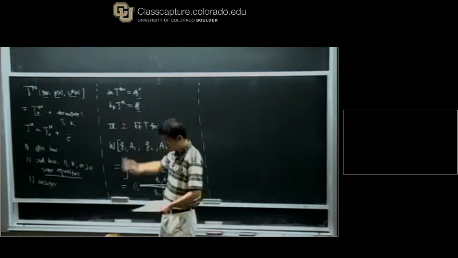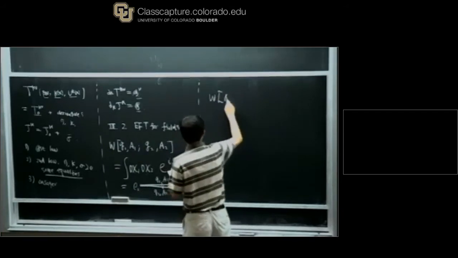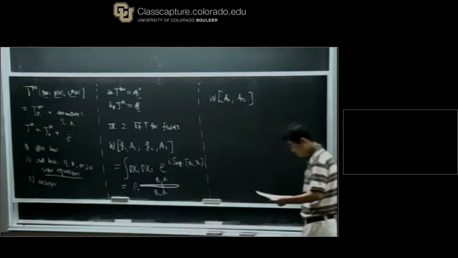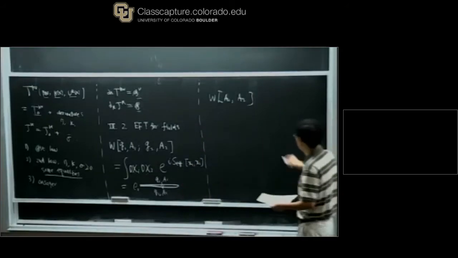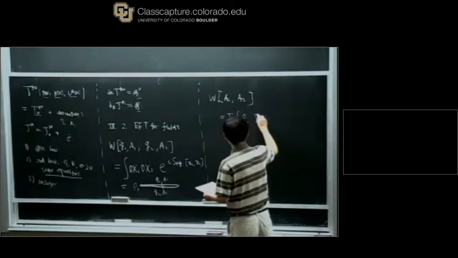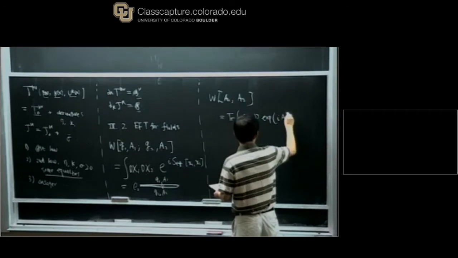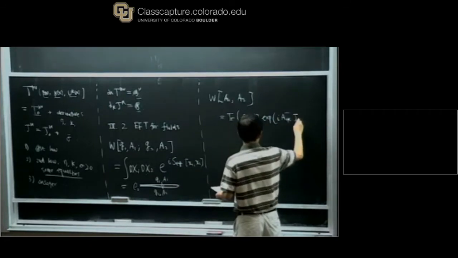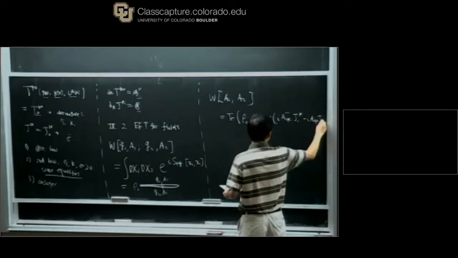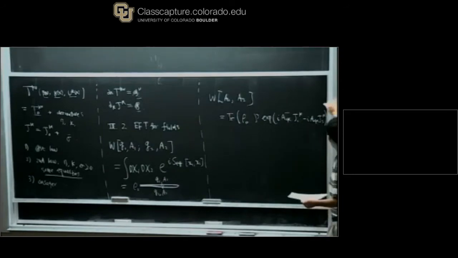Just imagine we have a conserved current, and in this case we just have a generating functional W[A1, A2]. Formally I can write it as ρ0 path ordered, then e to the i A1 μ J1 μ minus i A2 μ J2 μ.